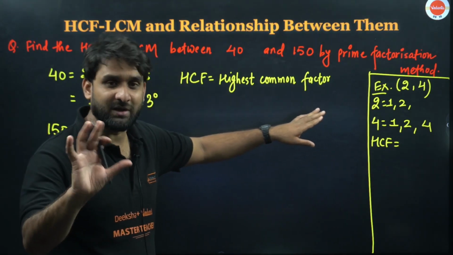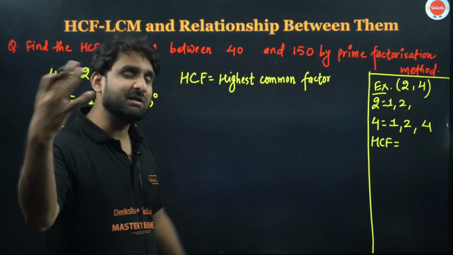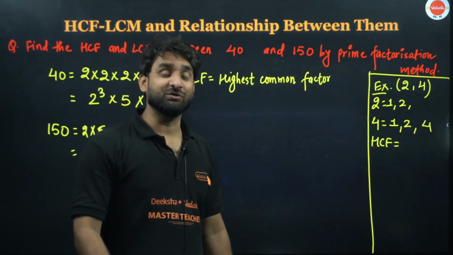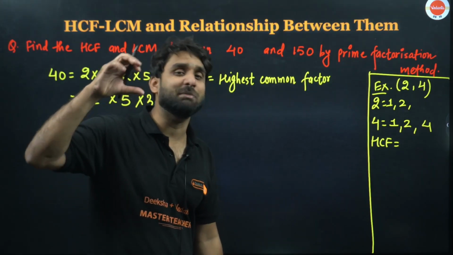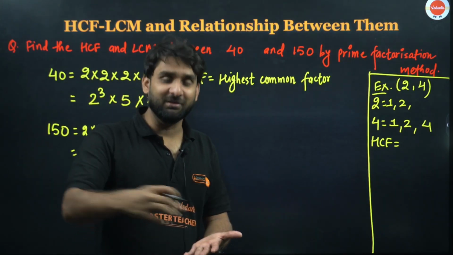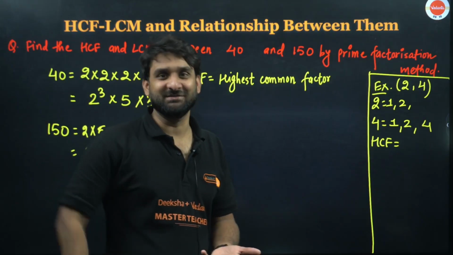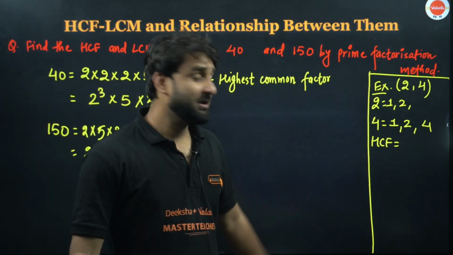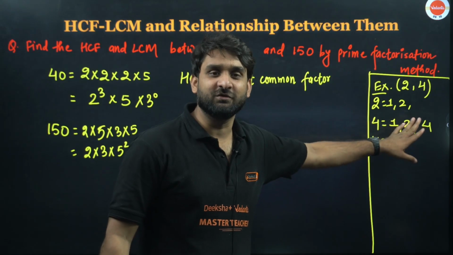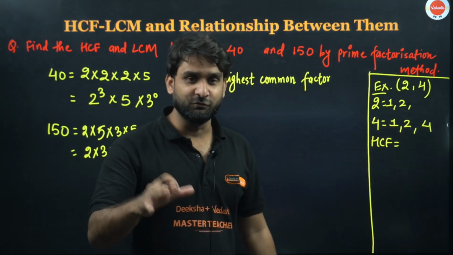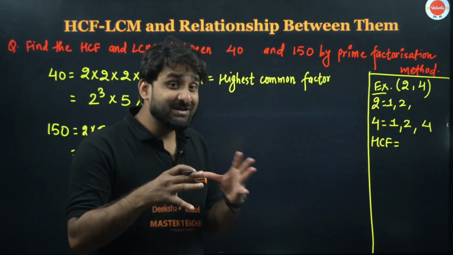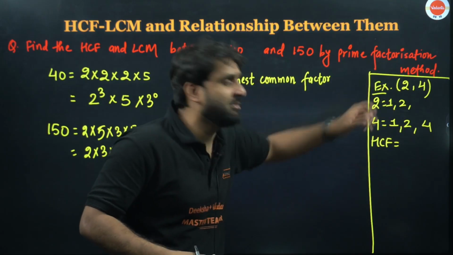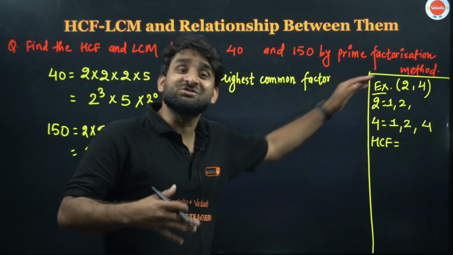So we don't need to write the table. The table will be written in LCM, because LCM is least common multiple. And multiple means what? Table. When we write the table, that is basically multiple: 2 plus 2 is 4, 4 plus 2 is 6. This is called multiple. But this is the factor. The factors of 2 are 1 and 2. The factors of 4 are 1, 2, 4. Now, highest common factor, which is common in both?